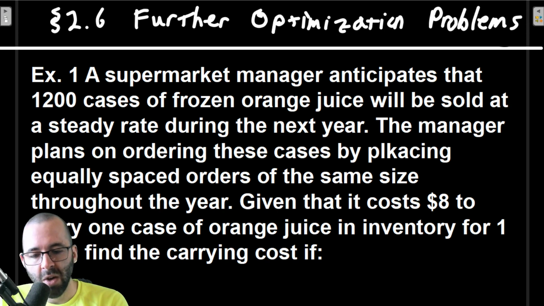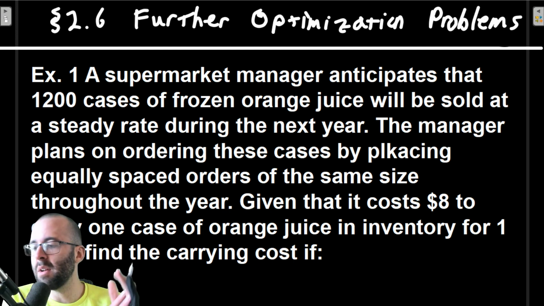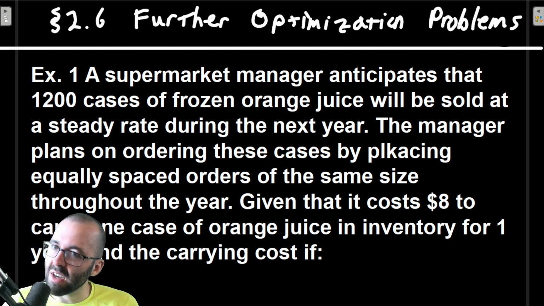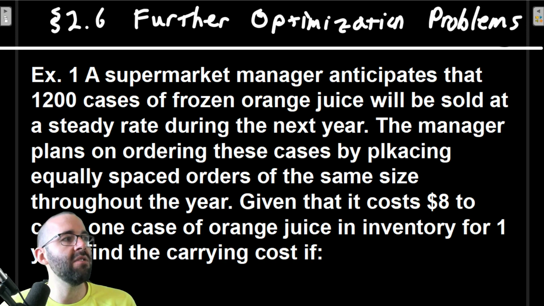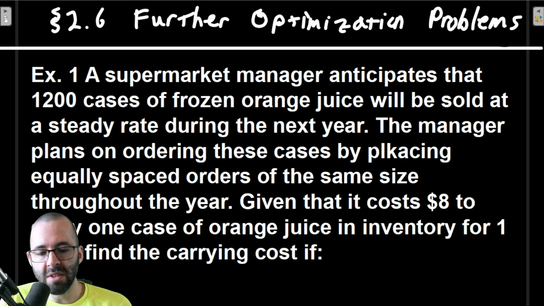All right, so we got some long problems, and they're going to be optimization problems like the previous section, and then this new sort of inventory problem. Okay, so we're going to start with example 1, as we usually start. And this has a supermarket manager. This manager is anticipating that 1,200 cases of frozen orange juice are going to be sold, and specifically, they're going to be sold at a steady rate during the year. So we can assume that people are buying the same amount of frozen orange juice every single day. It's an assumption. It's not always going to be true, but it's an assumption, sure.